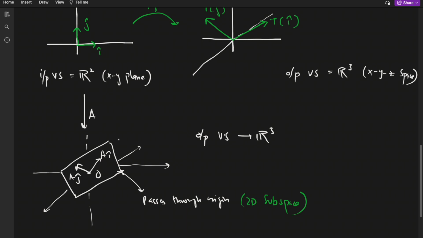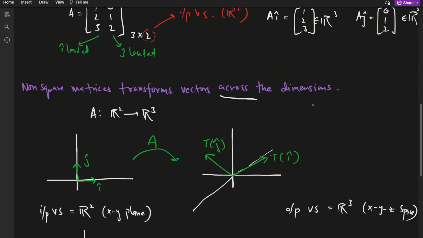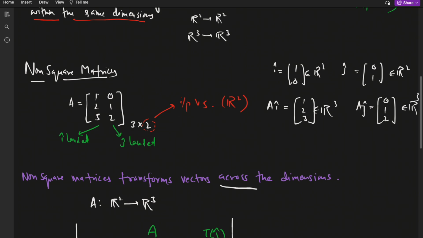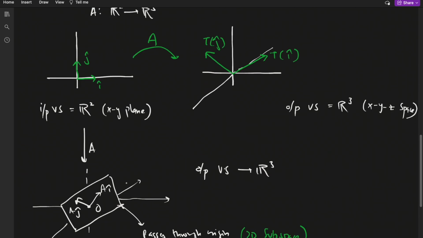So the thing is, these two vectors A I hat and A J hat, although they are 3D vectors, because we have three components, 1 2 3, 0 1 2, right? They still lie in a plane. If you try to create a plane passing through these two vectors, they will lie in a plane.